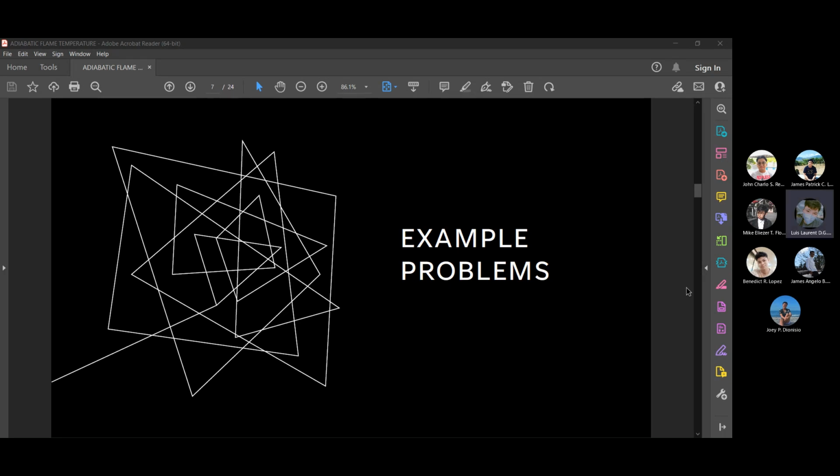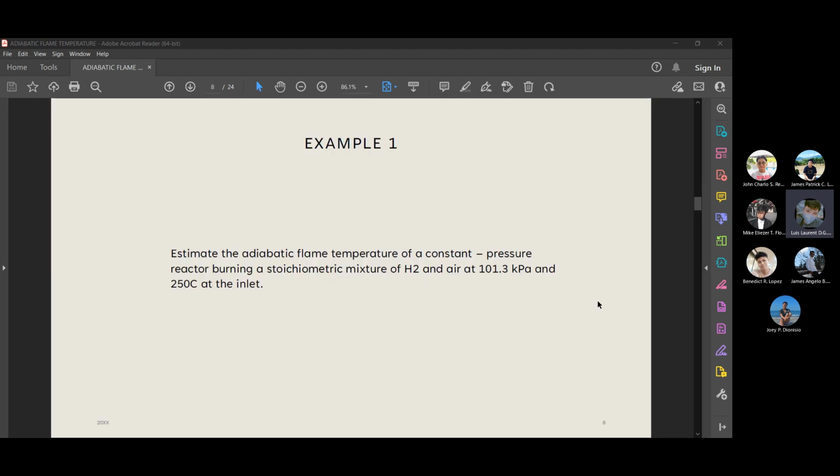So good day. Here are now the example problems that we're going to present. So, example number 1. Estimate the adiabatic flame temperature of a constant pressure reactor burning a stoichiometric mixture of hydrogen and air at 101.3 kilopascal and 250 degrees Celsius at the inlet.